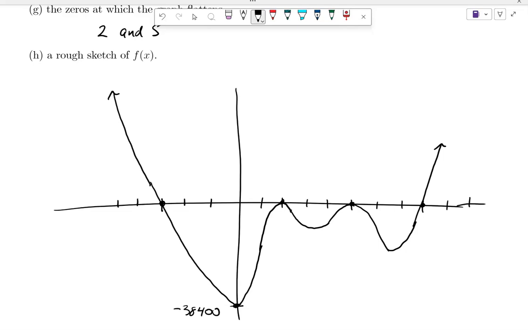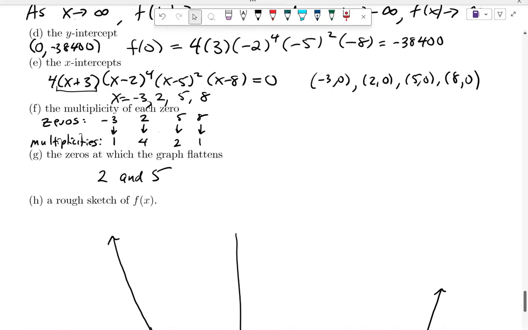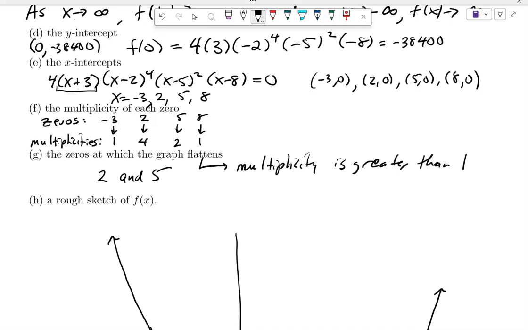Why is the 8 not a 0 where it flattens? Okay, so remember, it flattens anytime the multiplicity is greater than 1. So it has to be bigger than 1. Since the multiplicity is 1, it just goes straight through it. Okay, so a problem just like this on Moodle for the quiz.